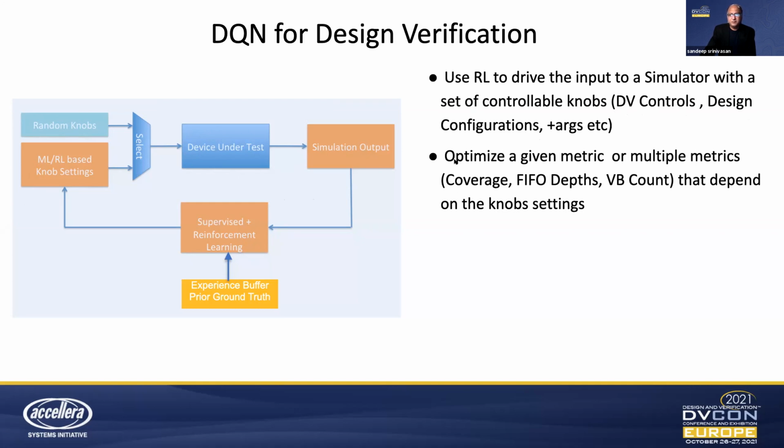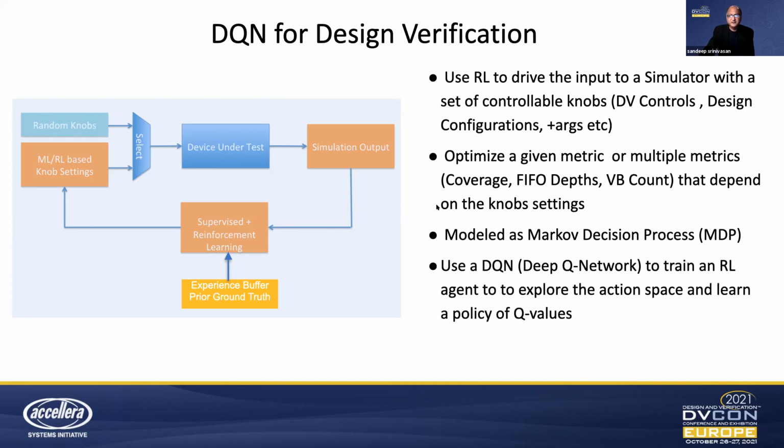And we also pick an output or output metric to optimize. In the code coverage example, our goal was to optimize average code depth reached. But with design verification, our goal can be optimizing coverage, code coverage, function coverage, optimizing specific things like FIFO depths, victim buffer counts, that all depend on the knob settings. So the knobs need to be controllable and observable to make a difference to the output.